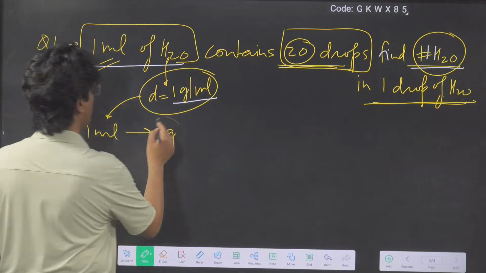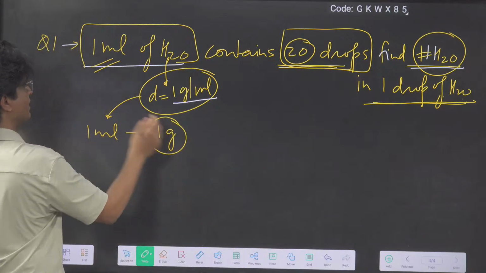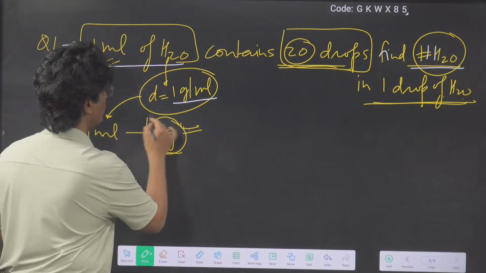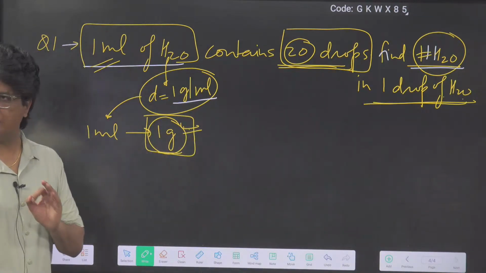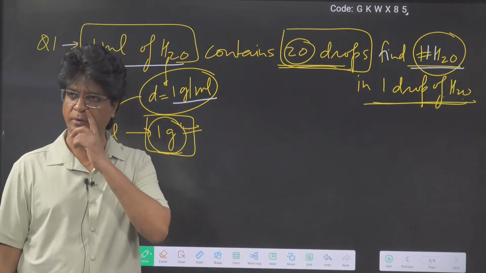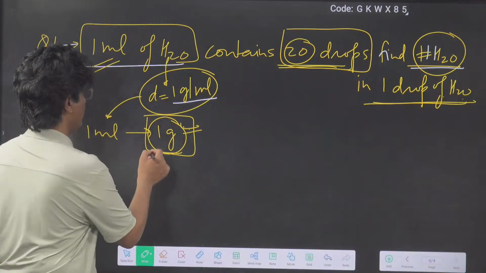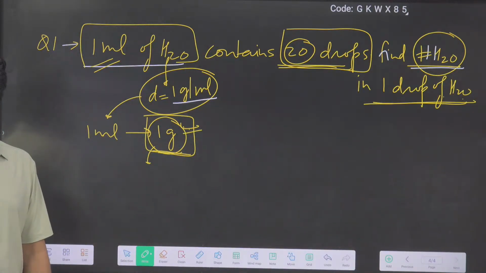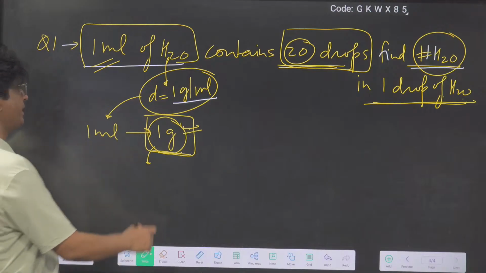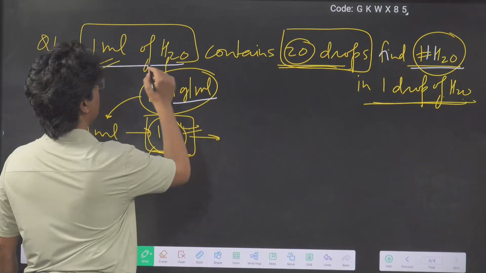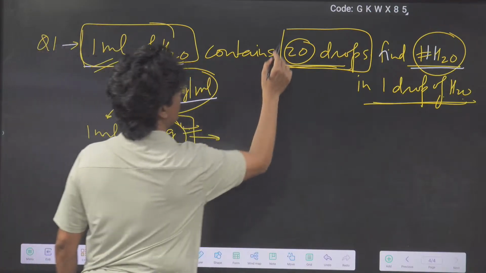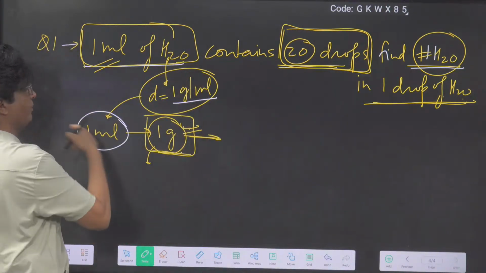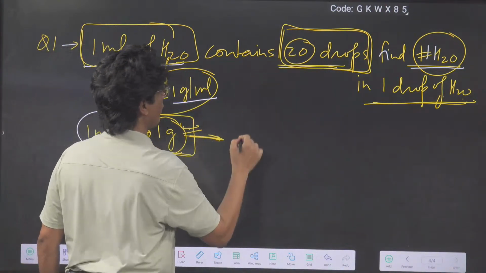That means the weight of water is given as what? Indirectly 1 gram. And weight is the most useless thing in the world of physical chemistry, right? Least important, right? So you will do what? You will convert this into what? Number of moles. Yes or no? Or you can simply say, this 1 gram, 1 ml of water contains 20 drops. Or you can say that this 1 gram of water, which is actually 1 ml, will have how many droplets?